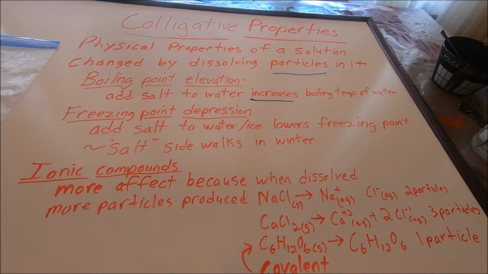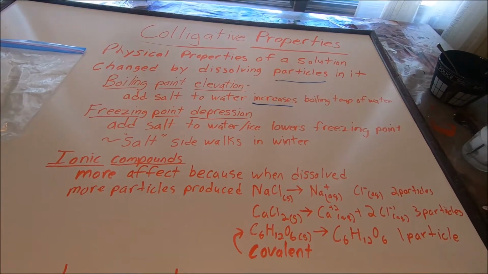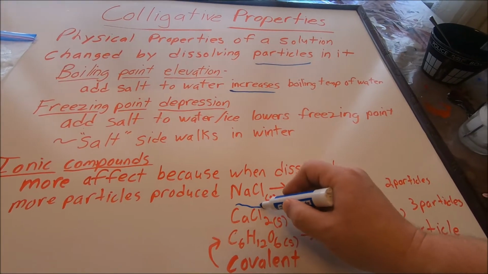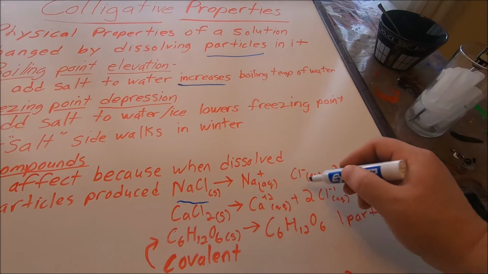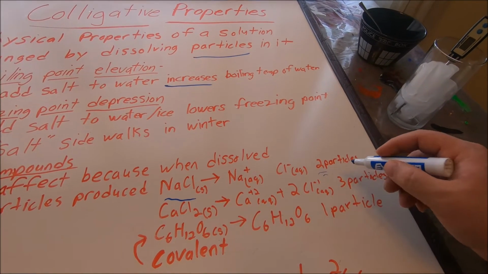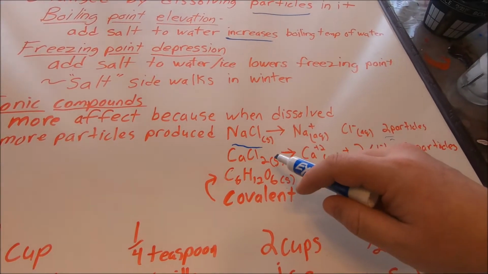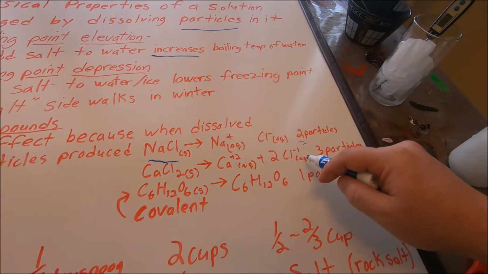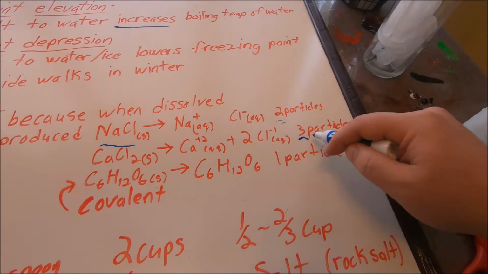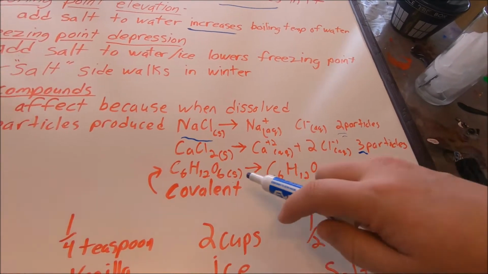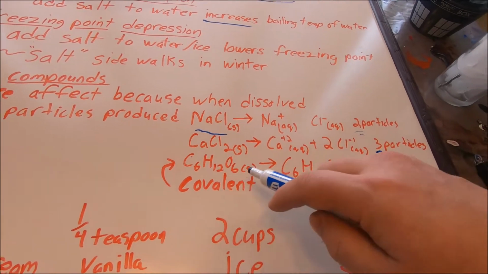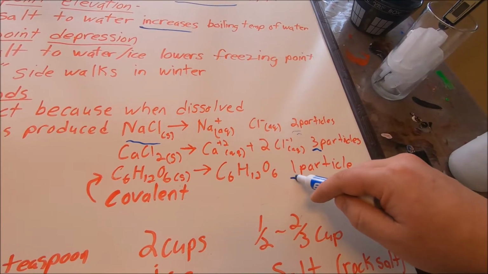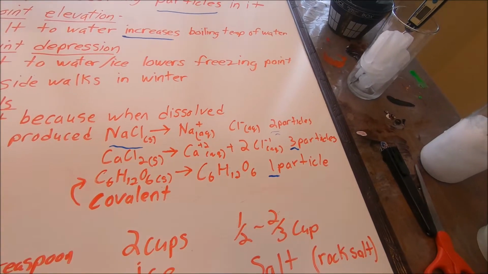Now, ionic compounds are more effective when they're dissolved because more particles are produced. An example is NaCl, which breaks down into a positive and negative ion, so we have two particles. Calcium chloride, sidewalk salt, dissolves into a calcium 2+ ion and 2 chloride ions, so we get 3 particles from it. Whereas sucrose or sugar, C6H12O6, when dissolved, just stays as that one particle. It doesn't break apart, so it doesn't have nearly an effect.